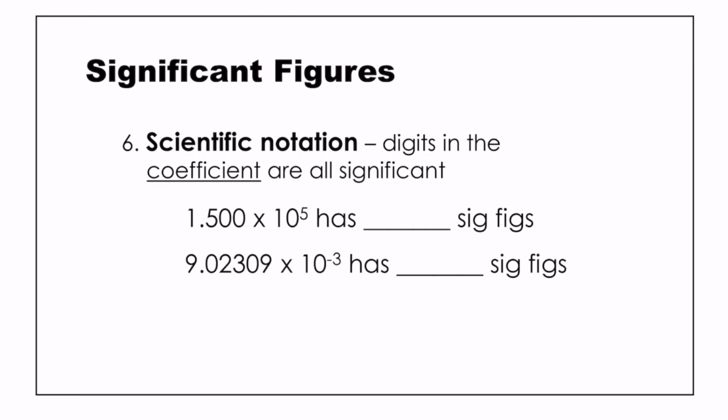And then scientific notation. Maybe you've heard of it, maybe you haven't. If you haven't, no worries, I'll go over it in a second. But in scientific notation, any numbers that are in the coefficient are all considered significant. And so where is this coefficient? The coefficient is any numbers that come before the multiplication sign.